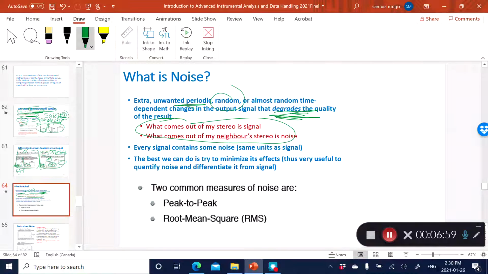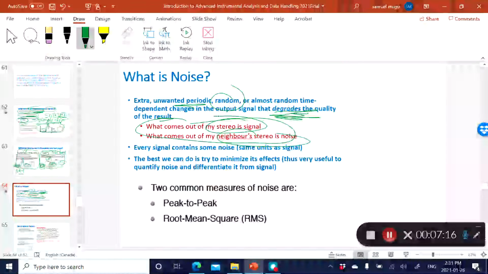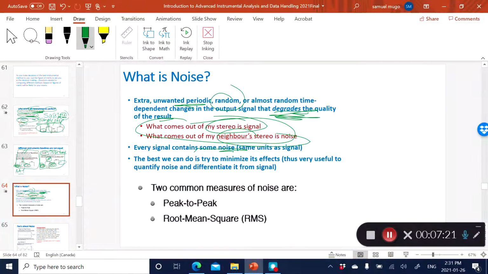So noise is what is coming from your neighbor's radio, whereas signal is what is coming from your radio. That's what you're interested in. And anything else is affecting the integrity of whatever you are analyzing. But every signal has noise, and so it needs to be minimized.